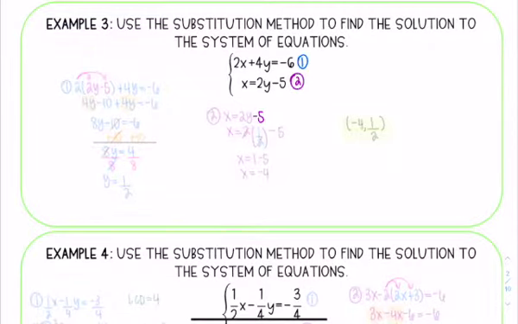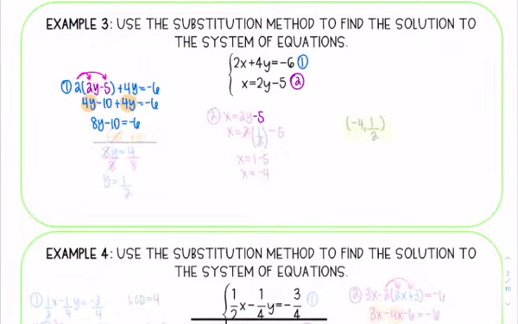We want to make sure that we distribute the 2 to both pieces. And so we get 4y minus 10 plus 4y equals negative 6. We can go ahead and combine like terms, and we end up with 8y minus 10 equals negative 6. Now let's go ahead and solve for y.